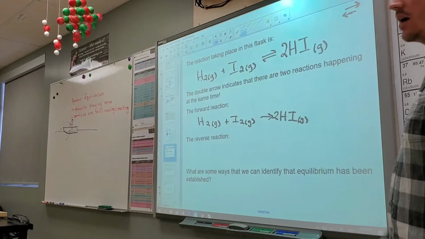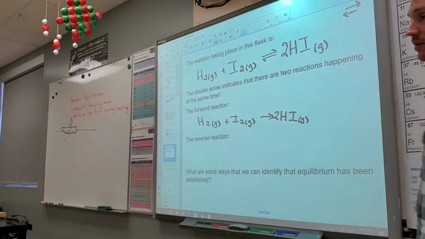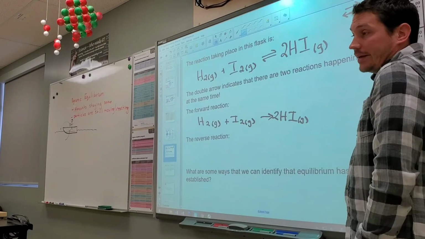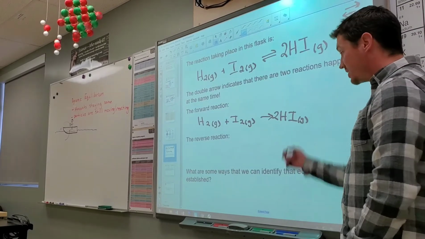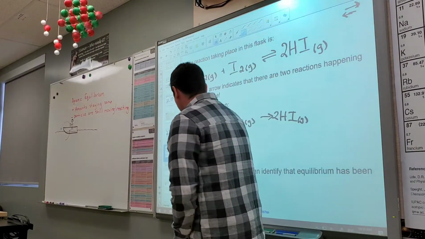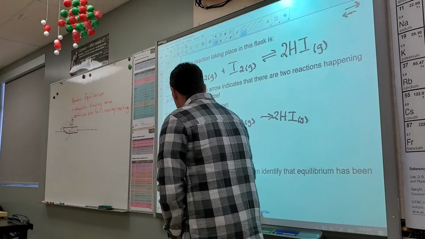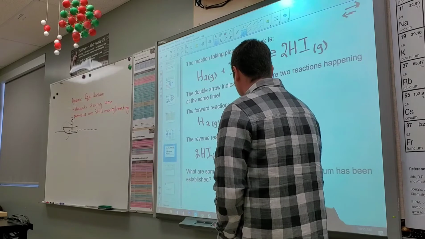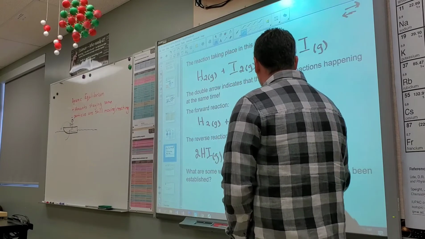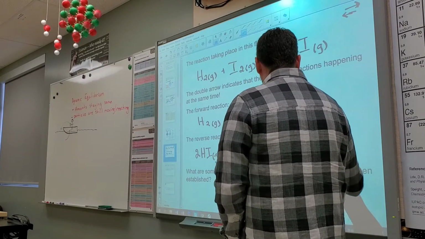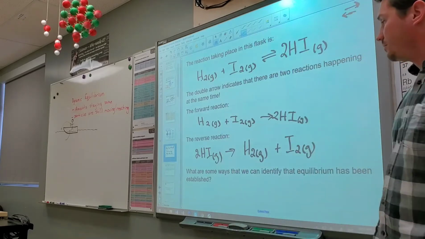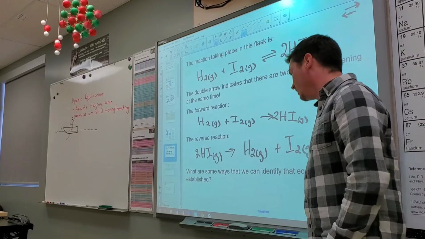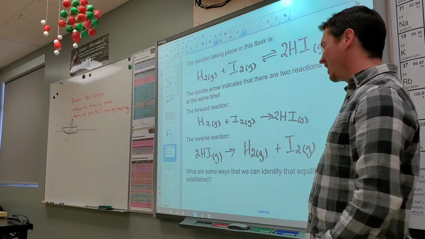But there's also a reverse reaction happening as well. What's the reverse reaction that's happening? Yeah, it's the exact opposite of this process. There's two hydrogen iodides turning into hydrogen gas and iodine gas. That's supposed to be an arrow. I know it looks bad, but that's supposed to be an arrow.